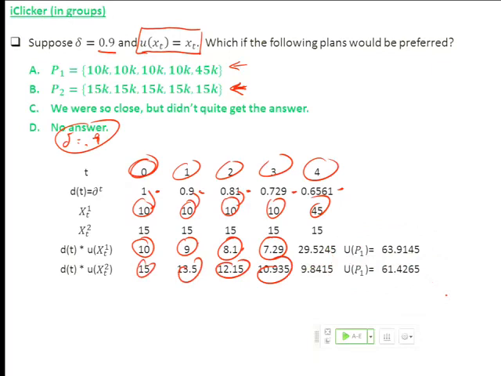You should save. Okay? What would you need to do to make plan B preferable? Add a year, make it take longer, so that by the time you get to the 45K, it's even further out and more discounted. What else could you do in this setup? So that's true. What if I leave the plans the same? Make delta smaller. So delta tells us how you feel about the future, and the smaller it is, the less you care.